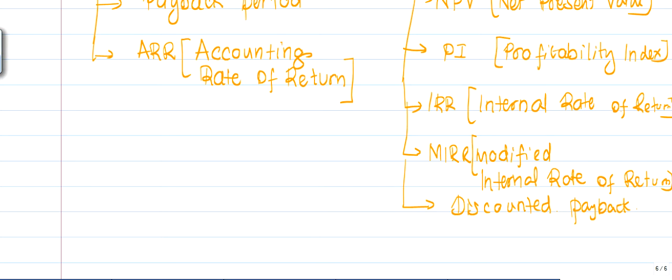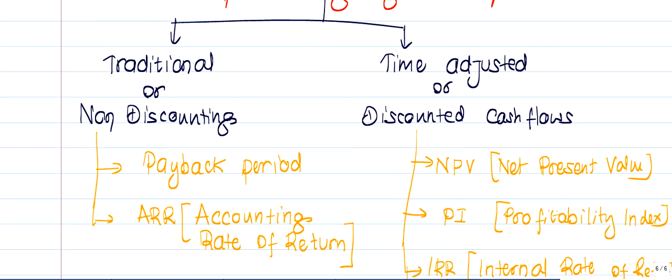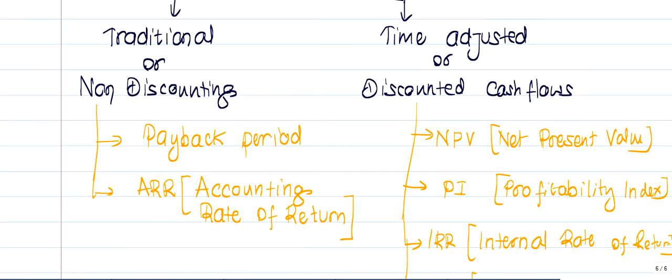So these are the two types, traditional and discounted cash flows. Now we will see payback period.